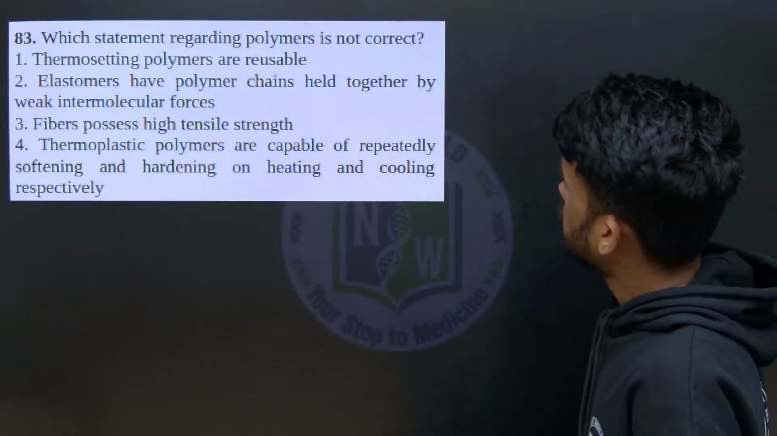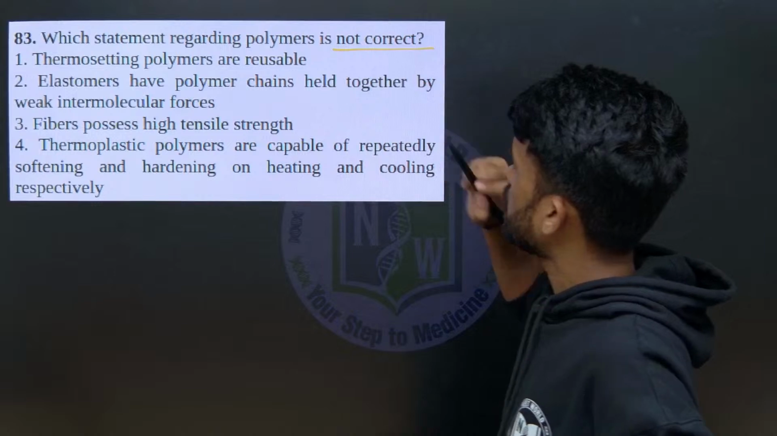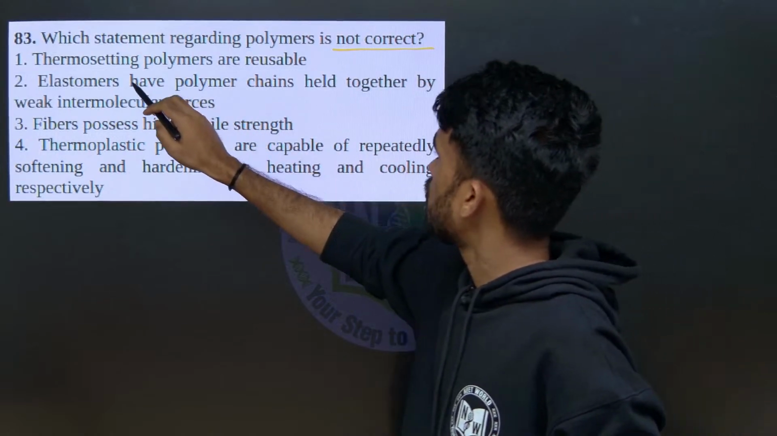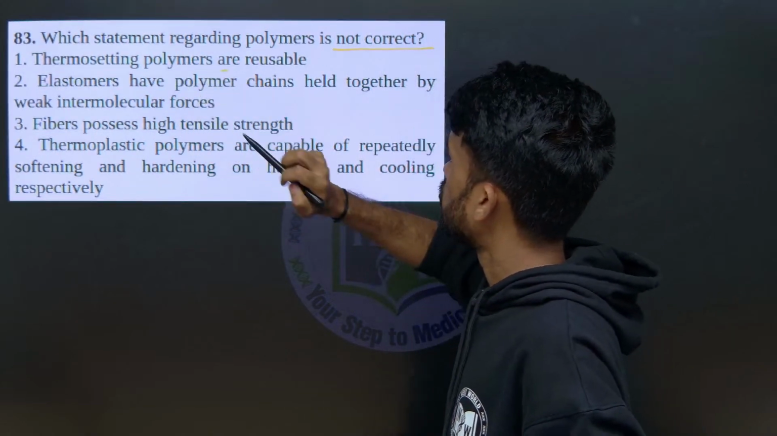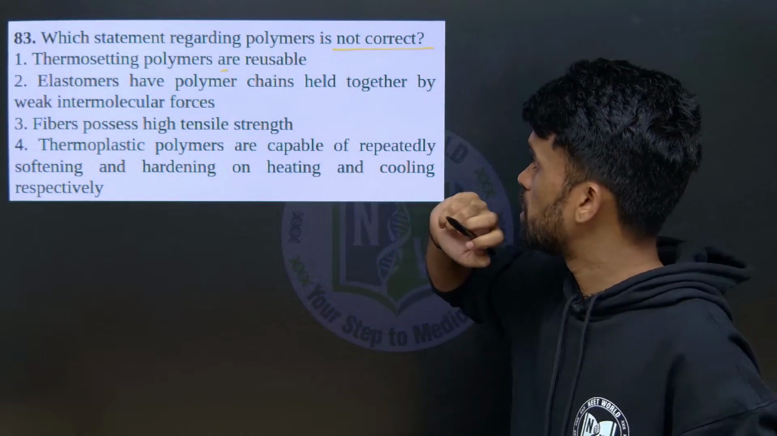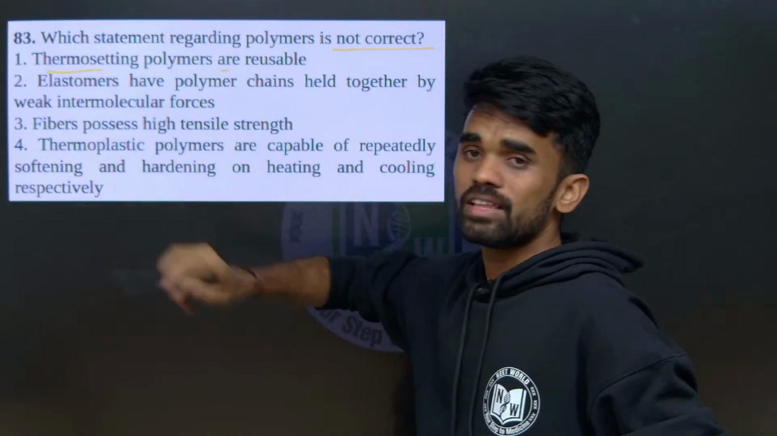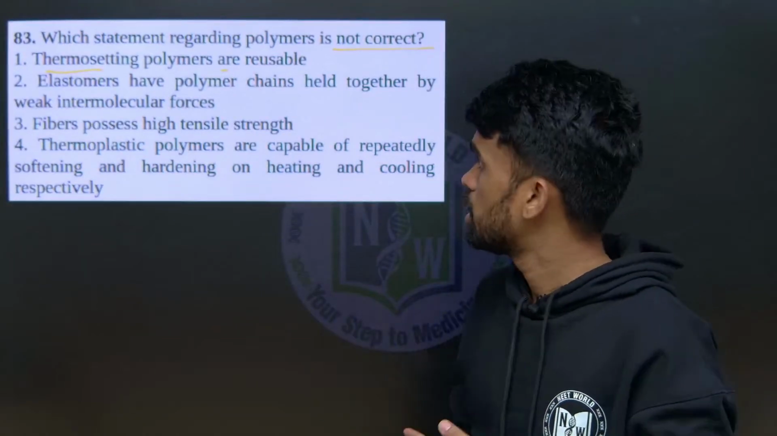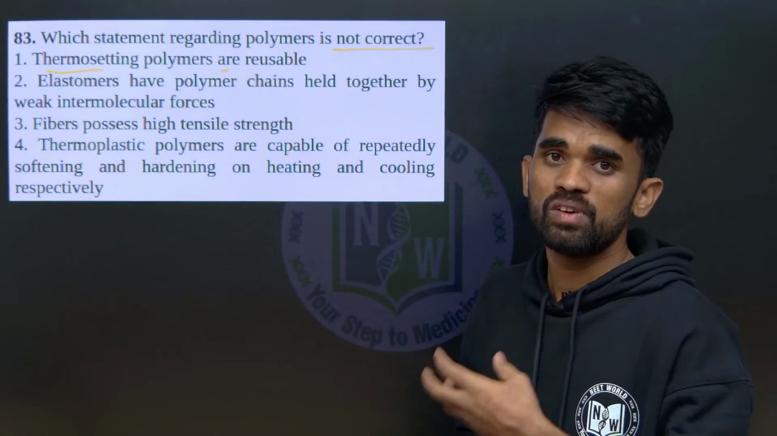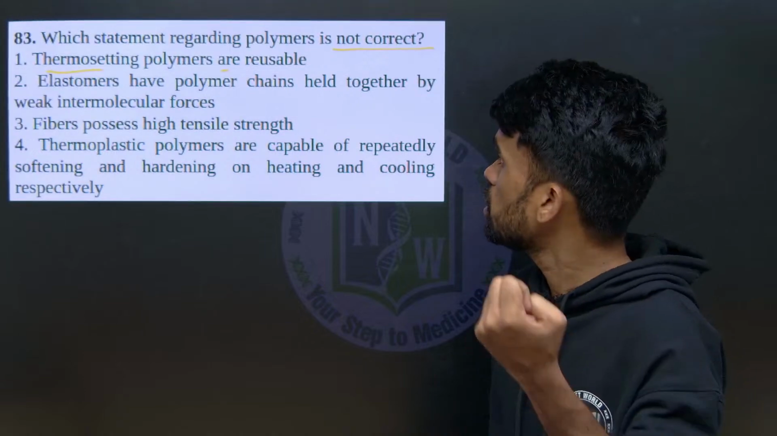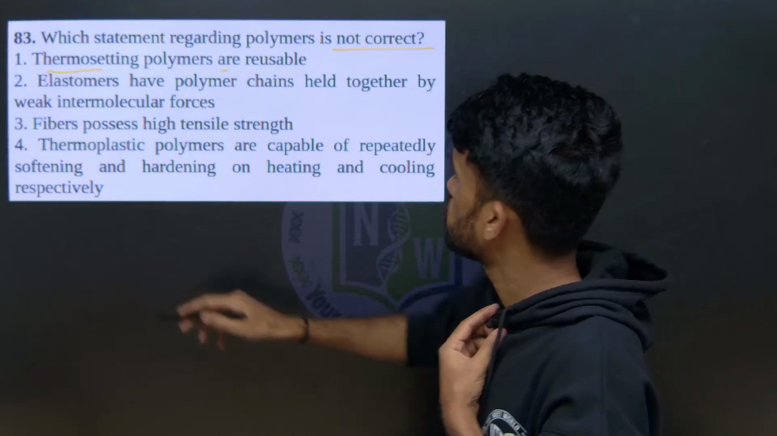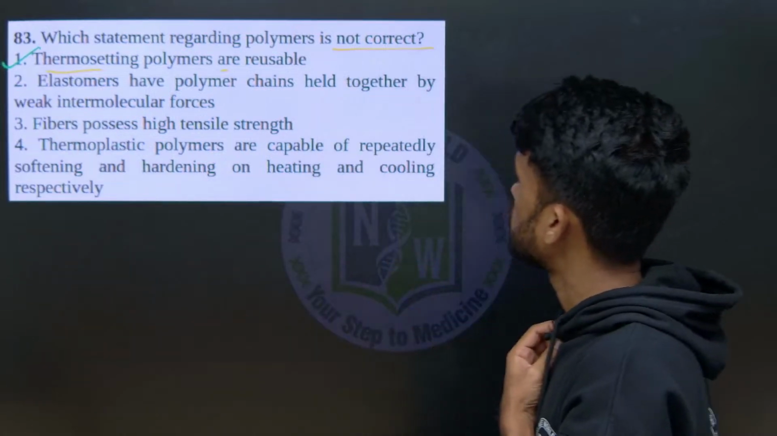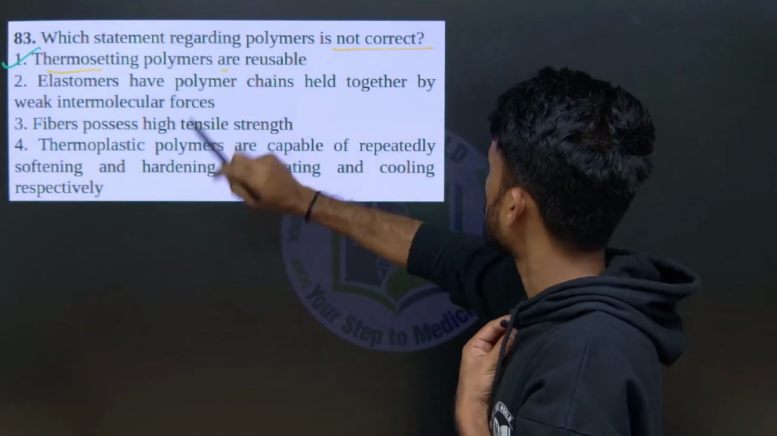Next, which is not correct regarding the polymers? See, thermosetting polymers are reusable. No, they are not reusable. Whenever we are heating, a lot of cross linking takes place, therefore it cannot be fusible. It will be an infusible material, therefore it cannot be reusable. So the incorrect one is the first statement itself. Remaining all are correct only.